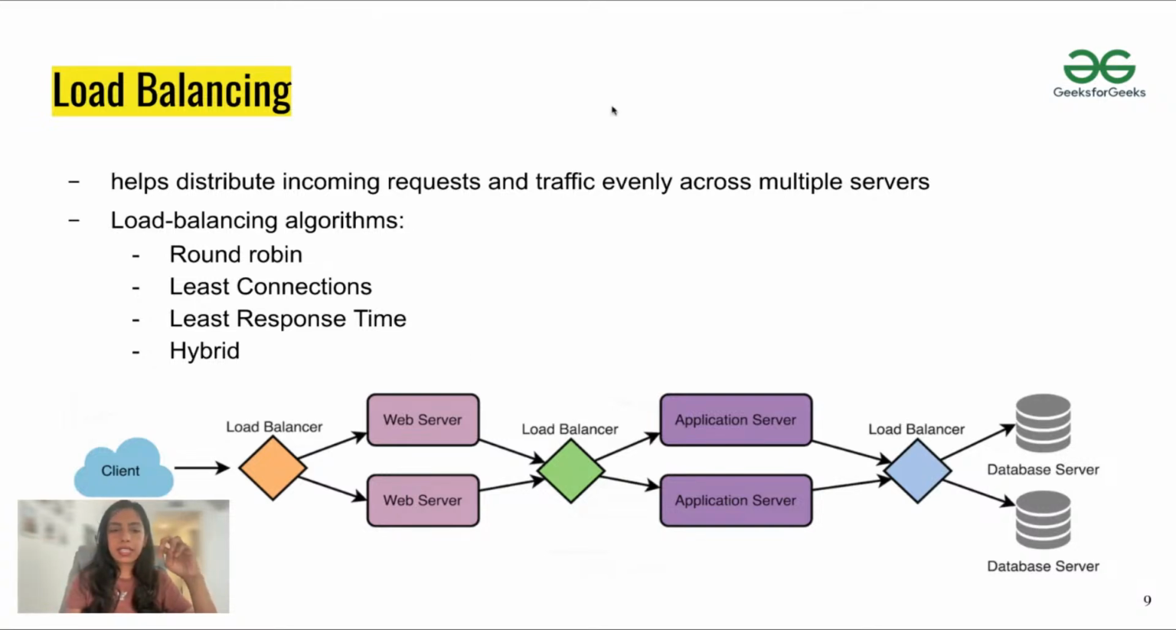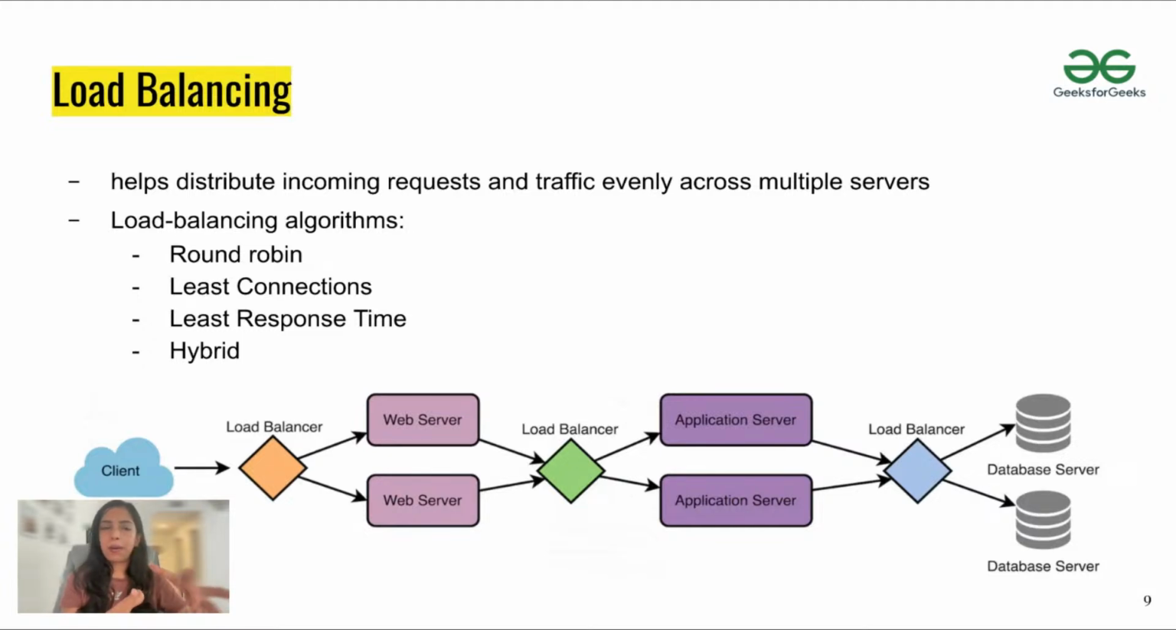So here you can see there are two web servers, two application servers, two database servers. This is called horizontal scaling, where we have multiple instances of the server or the database. So we avoid single points of failure, and we can also improve the performance of the system. Now once we have multiple replicas of the server, we also want to efficiently determine which server we want to send the request to. So this is where load balancing comes in.